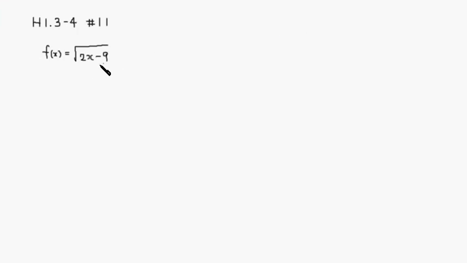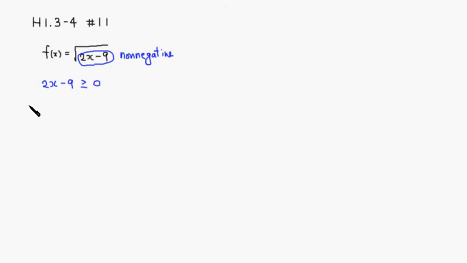Since you have a square root, the expression inside the square root has to be non-negative, which means that 2x minus 9 has to be greater than or equal to 0.